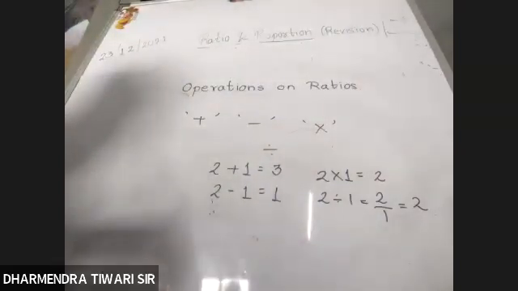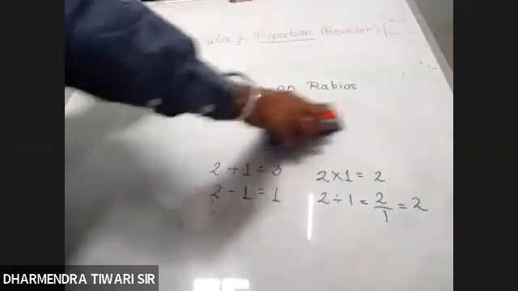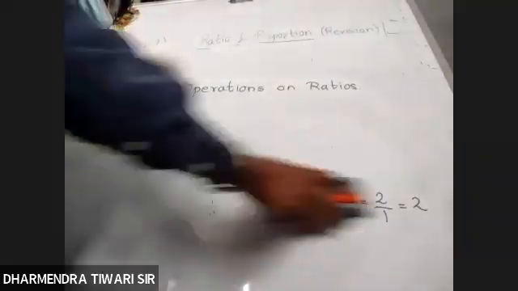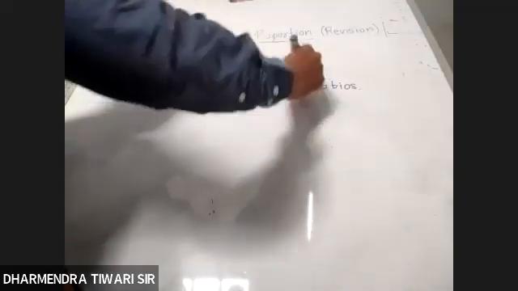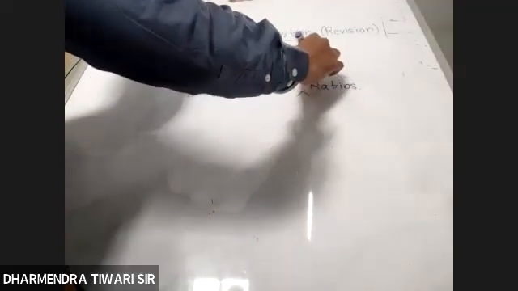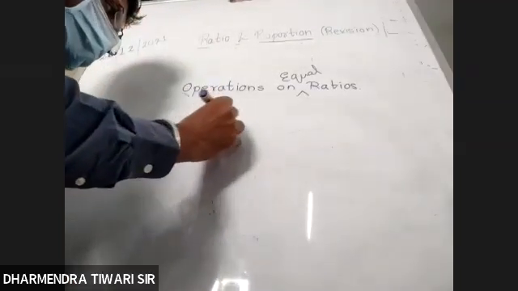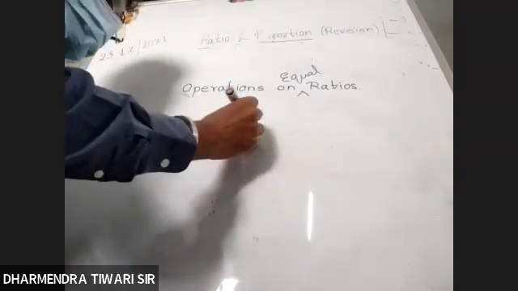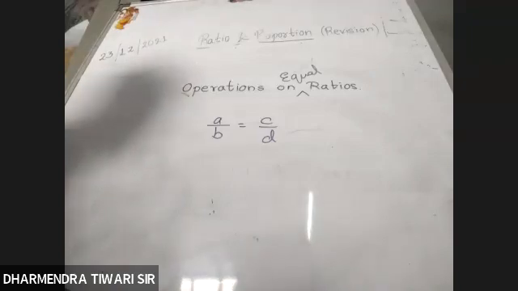So what is this? Operations on ratios. When it comes to operations on ratios, we will not have only one ratio, there will be two ratios, which are called equal ratios. I'm writing it so that you remember that I'm talking about equal ratios. A by B is the first ratio, which is equal to C by D, our second ratio. If they both are equal, then we have the following properties.